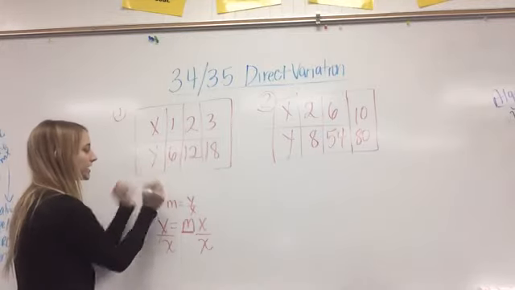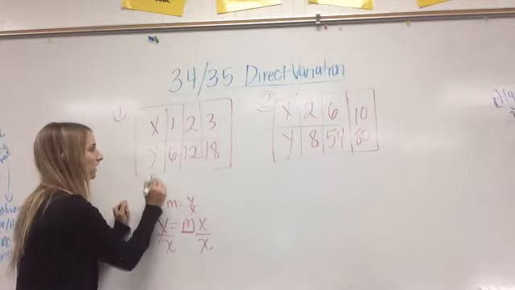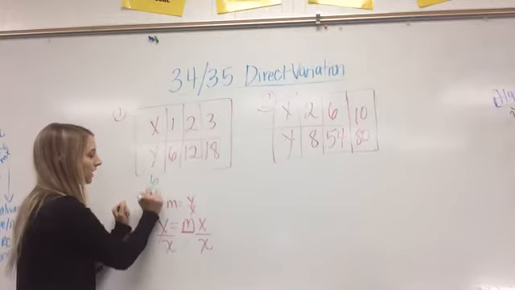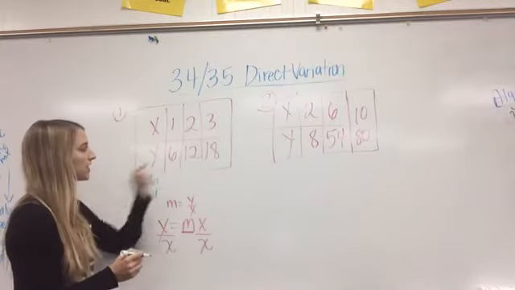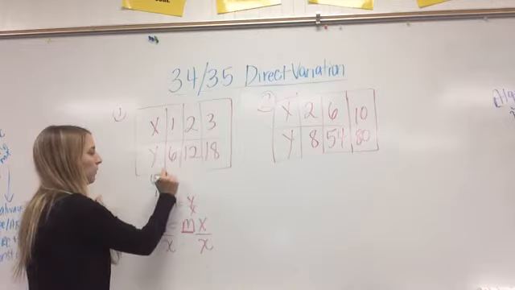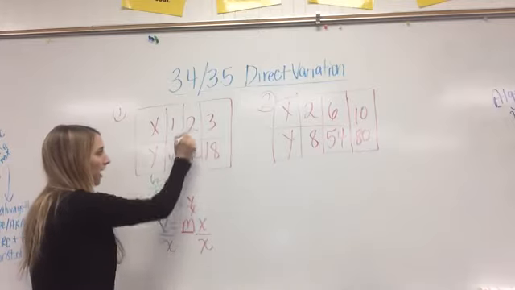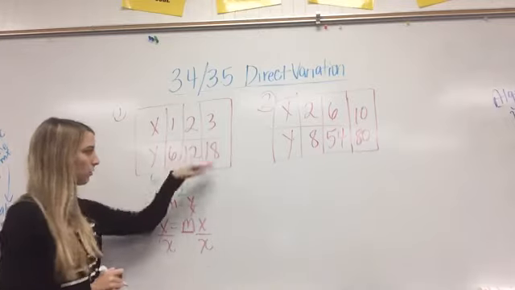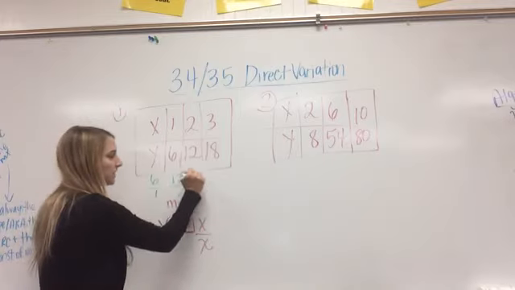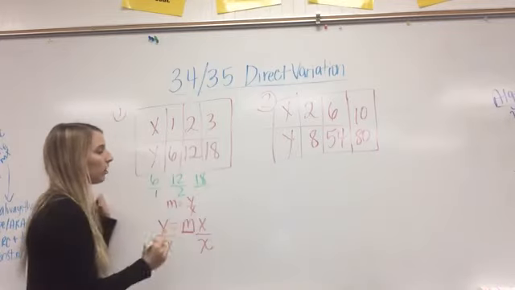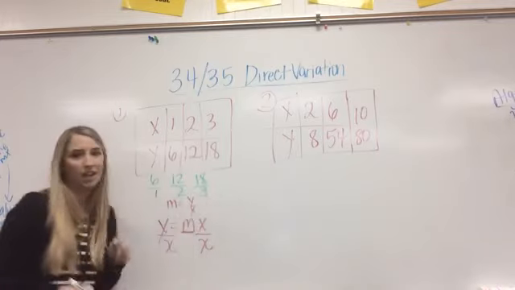So my y is 6, and my x is 1. Okay? Let's check this one. My y is 12, and my x is 2. Y over x. This one, my y is 18, over x is 3.